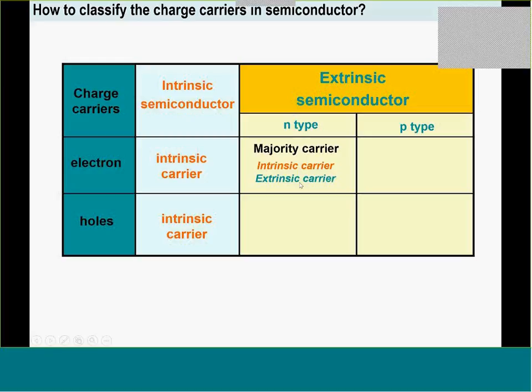But because of our dopant, we are introducing electrons into our semiconductor. So the electrons that come from doping are extrinsic carriers. Okay? So in an extrinsic semiconductor, we have two sources of electrons. One from the semiconductor itself, and another one from the doping elements.